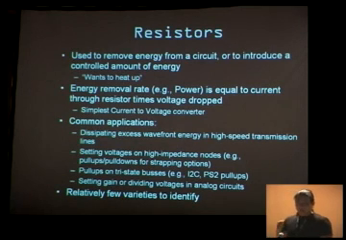Why would it be here? A resistor is basically an element that's used to either remove energy from a circuit or introduce a controlled amount of energy. What a resistor wants to do is heat up. So with Ohm's law, the energy removal rate, the power dissipated, is equal to the current through the resistor times the voltage dropped. These are the simplest current-voltage converters.